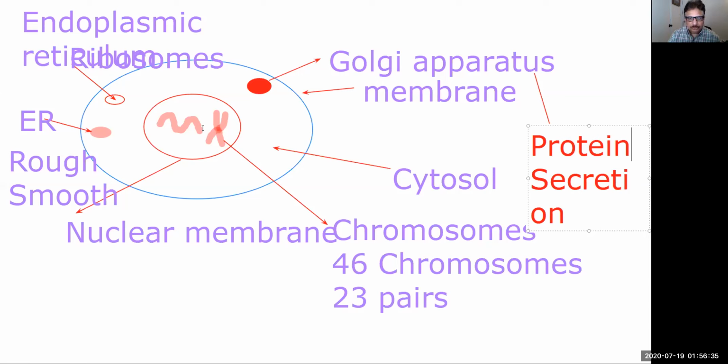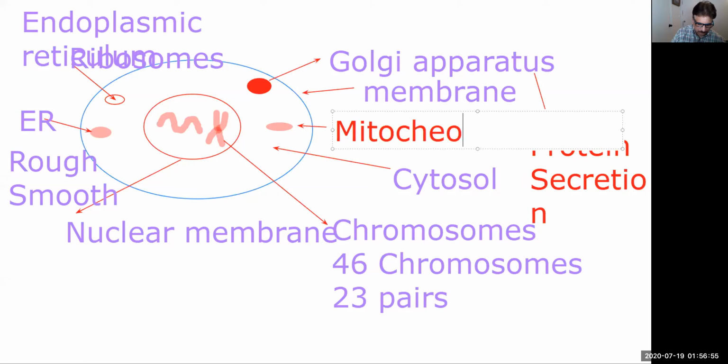Now, all these organelles are important, and another key organelle is called mitochondria. Mitochondria is called the powerhouse of the cell. Mitochondria is referred to as the powerhouse of the cell because it generates ATP.